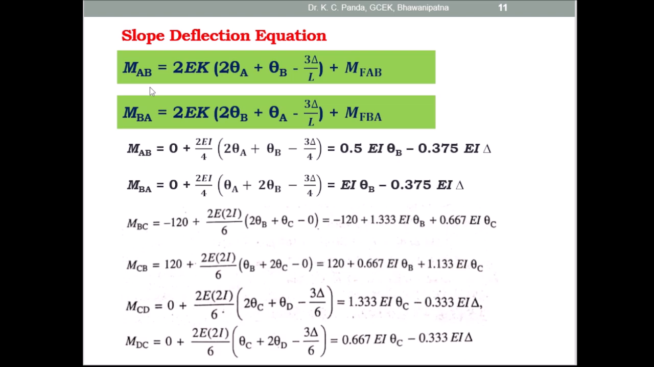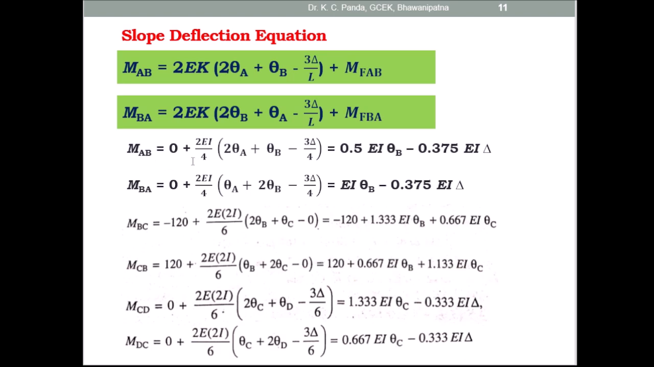As you know, the formula is MAB is equal to 2 EI by L, 2 theta A plus theta B minus 3 delta by L, plus MFAB. Here 2 EK, where K is equal to I by L, that is, K is the moment of inertia divided by span length. So 2 EK, or you can also write 2 EI by L. Similarly, MBA is equal to 2 EK, 2 theta B plus theta A minus 3 delta by L, plus MFBA. So find out MAB, MBA, MBC, MCB, MCD and MDC.